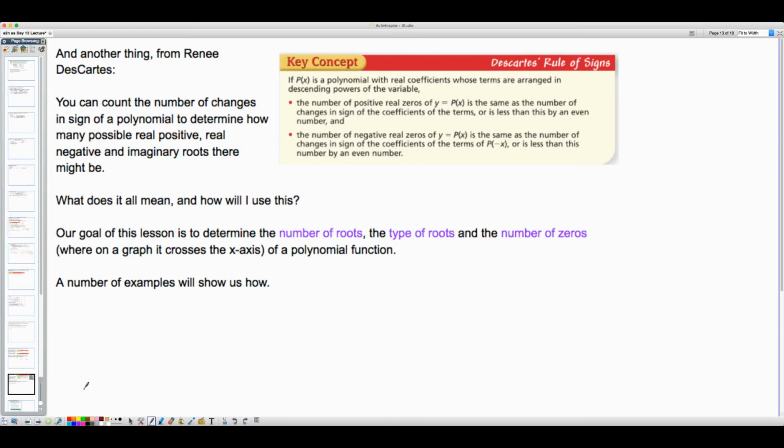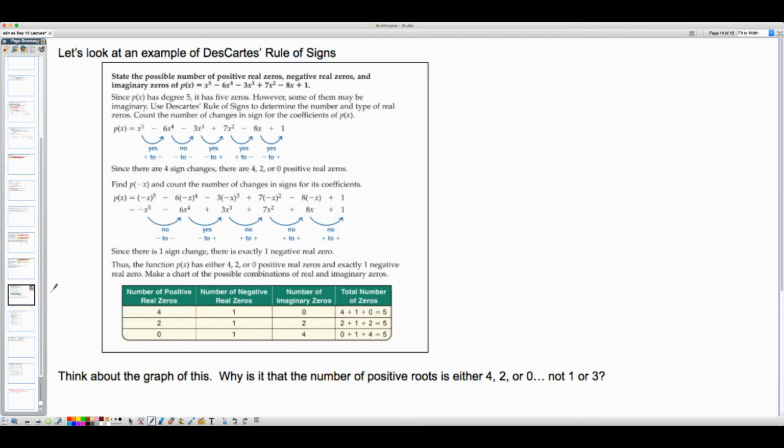Oh, and another thing. This rule of signs, this is kind of important. It tells us the number of roots, the type of roots, and the number of zeros where it crosses the x-axis. Now I'm going to show you an example of how this works, and you can read through it slower on your own time. But here we have a polynomial, and I want to know how many positive real roots it has, or could it have? How many negative real roots does it have, or could it have? And how many imaginary roots or zeros would it have?